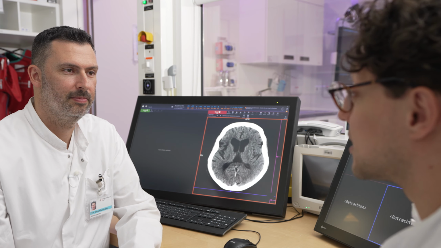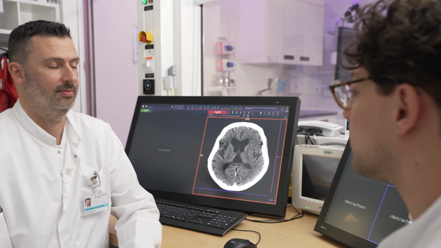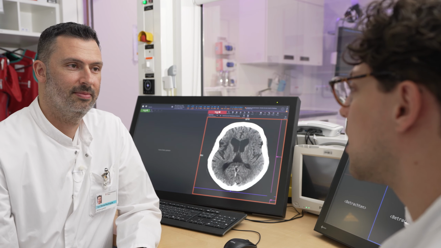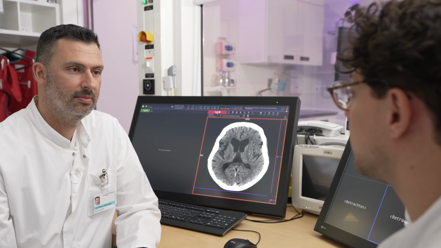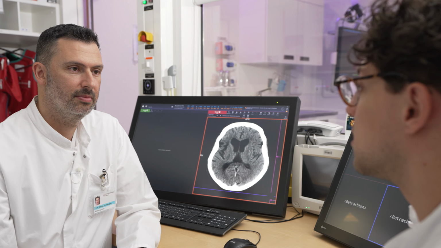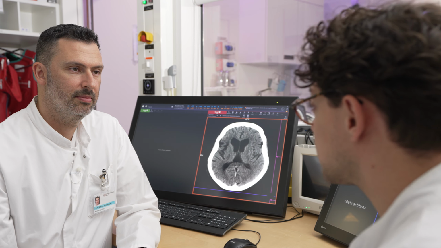We have this interesting case of a 70-year-old male patient that presented to us with almost complete hemiparesis of the left side with aphasia and dysarthria, resulting in almost 11 NIHSS points.